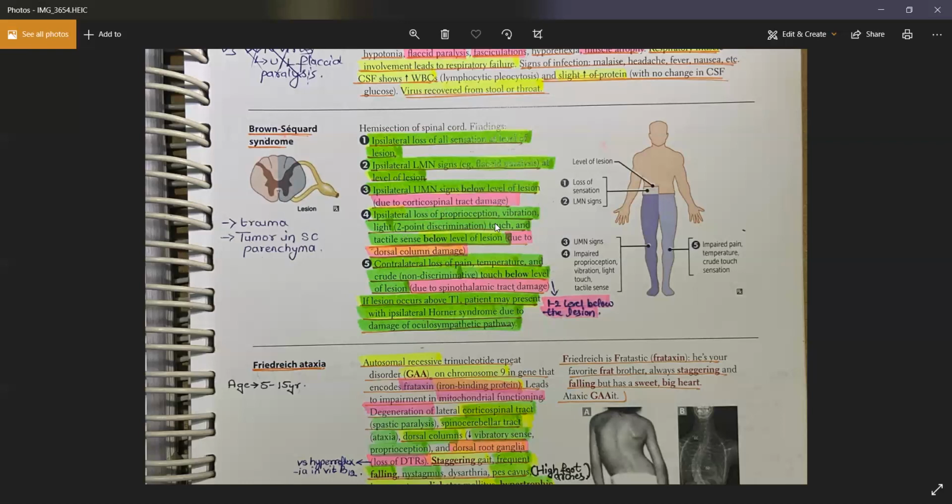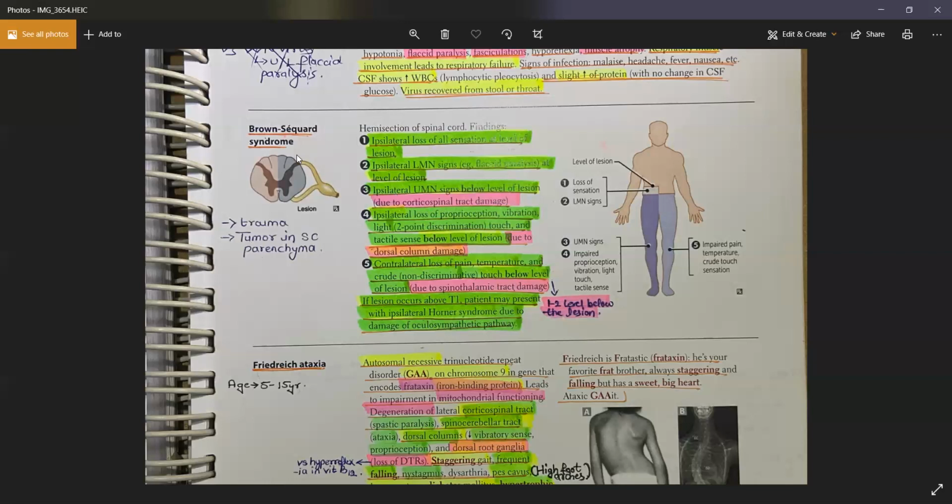So at the level of lesion, lower motor neuron signs and loss of all the senses. Below the level of lesion, you're having on the contralateral side the loss of pain and temperature. Ipsilaterally, the loss of proprioception and the upper motor neuron signs, and that is your Brown-Sequard syndrome.